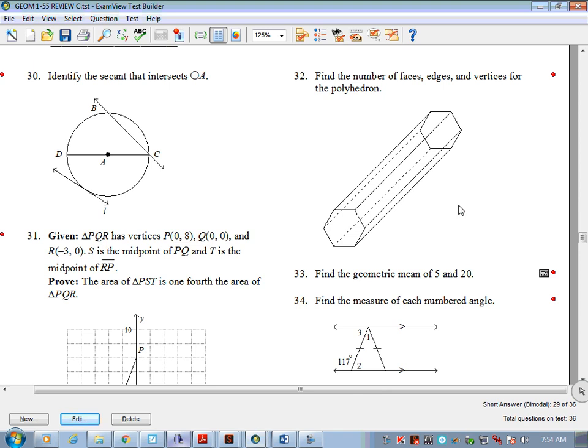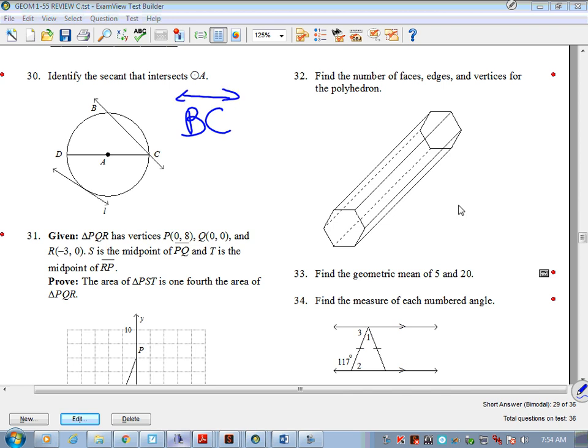All right, number 30. Lesson 43, chords, secants and tangents. Identify the secant that intersects circle A. What you need to write in here is the definition of a secant. So you need to know your definitions. You need to know what a tangent line is. A secant is a line that intersects a circle at 2 points. It doesn't end at points, because that would be a chord. A secant will intersect a circle at 2 points. So line, not line segment, but line BC is the secant.